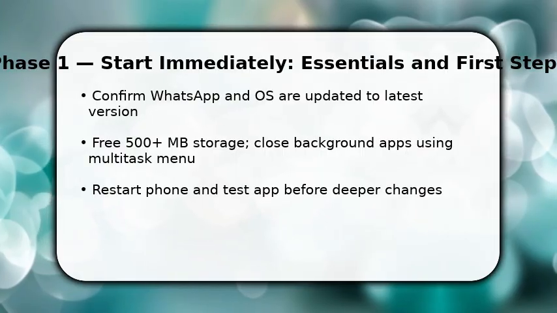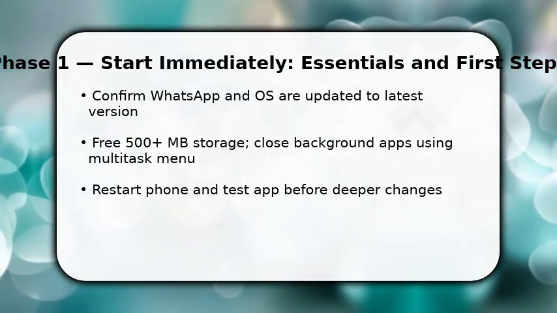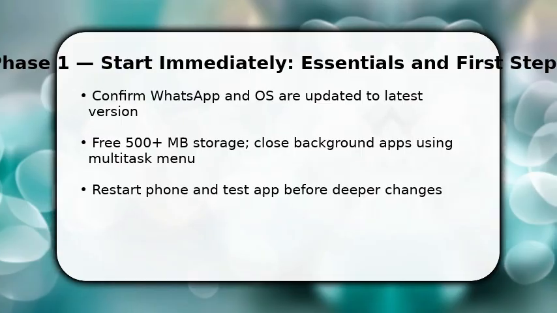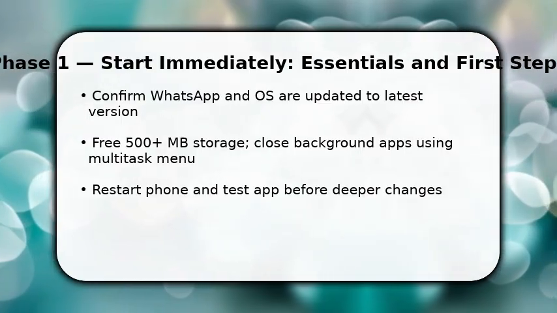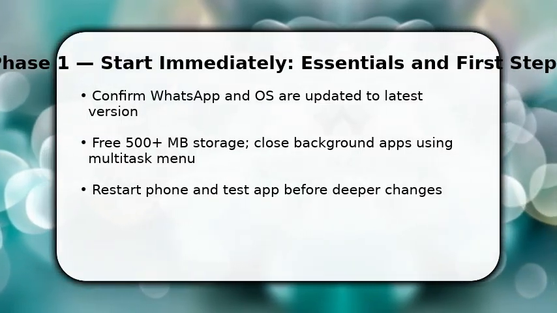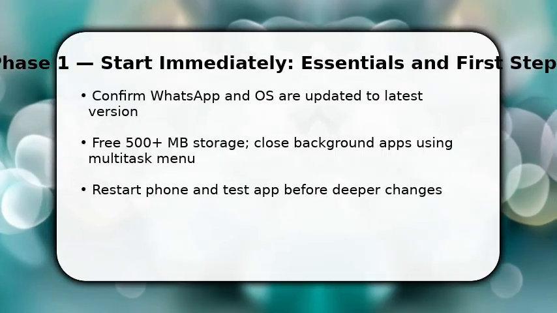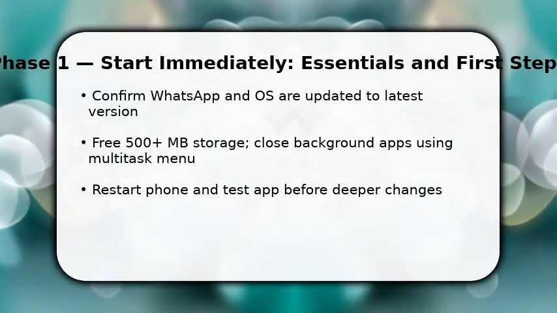Make sure to restart the device. Reboot clears transient faults and refreshes app permissions. After reboot, open WhatsApp briefly to see if the crash persists. If it does, you'll move on to app-level repairs and permission checks in the next step.